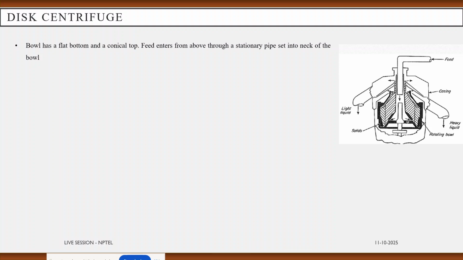This disc centrifuge has a bowl with a flat bottom and a conical top. The feed enters from above through a stationary pipe which is set into the neck of the bowl. Now the two liquid layers which are formed in a tubular centrifuge flow over adjustable dams into separate discharges.